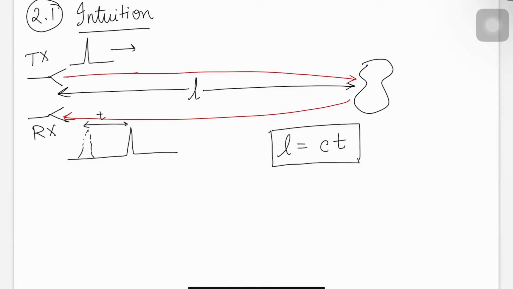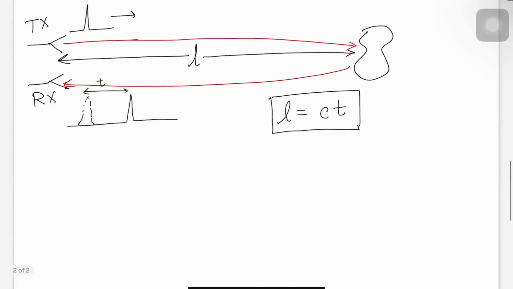But of course, this is too simplistic because it assumes the pulse is very sharp. In reality, you may not be able to make such a sharp pulse. So if the pulse is broad, what do you do? Then you can play some signal processing tricks, which we'll discuss in this video. But the basic idea is the same: you send some signal, and then you look for the signal in the response that you get back. By looking at what the delay is, you can get an idea of how far the target was.